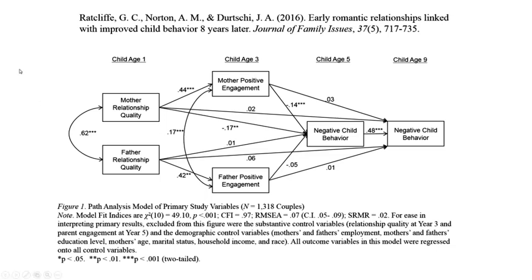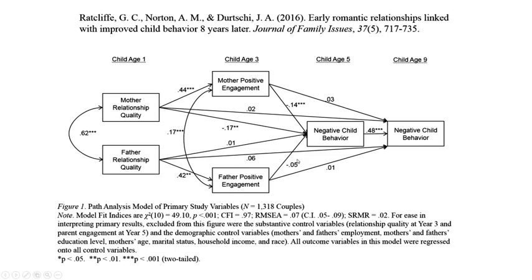In this one, he looked at mother relationship quality and father relationship quality, and how that impacted positive engagement with their child 2 years later. So this is a longitudinal analysis. We're looking at the child's age 1, 3, 5, and 9, and then how that positive engagement impacted negative child behavior 2 years later, while also looking at how mothers' and fathers' reports of their relationship quality impacted negative child behavior 4 years later.